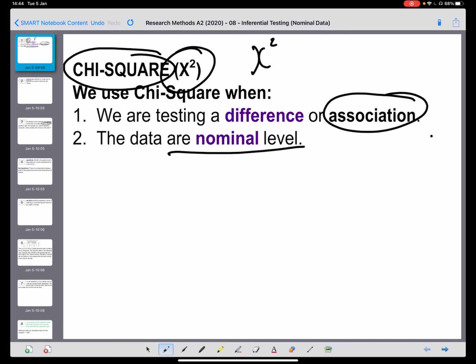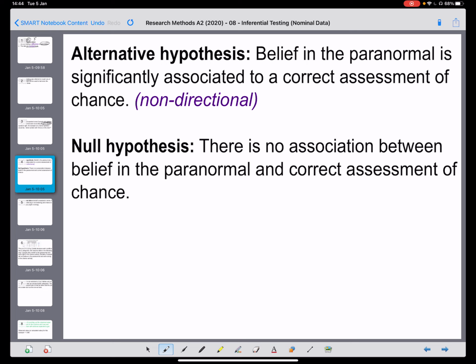So let's just look at an example of a hypothesis. Okay, so this is a hypothesis. It says belief in the paranormal is significantly associated with a correct assessment of chance. And of course, we have the keyword there, associated.